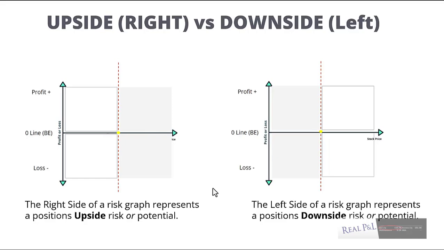Now, the upside versus the downside. The upside, the right side of the risk graph, this right here, represents a position upside. So this is if the underlying goes up. That doesn't mean you're going to make money. You could lose money or you could make money. But if the underlying goes up, this is the right side here. And the left side of the risk graph represents positions to the downside. So the price of the underlying went down. Now you could make money if it goes down, if you're short, or you could lose money if you're long. But the left side here is the downside area, where the underlying goes down in price.